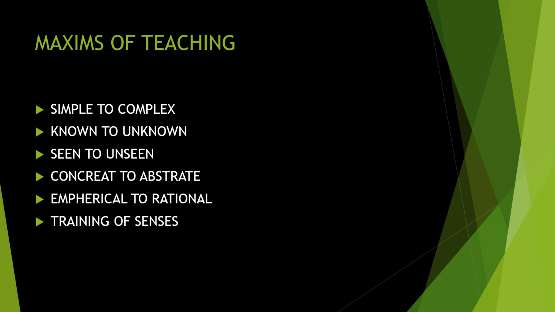That is, we have to see it, we have to hear it, we have to listen to it in a proper way. Then only we are able to understand it in a proper way. So the teacher makes us use our senses in a proper way. So these are some of the maxims of teaching: simple to complex, known to unknown, seen to unseen, concrete to abstract, empirical to rational, training of senses. Some more maxims are there. Just find them.